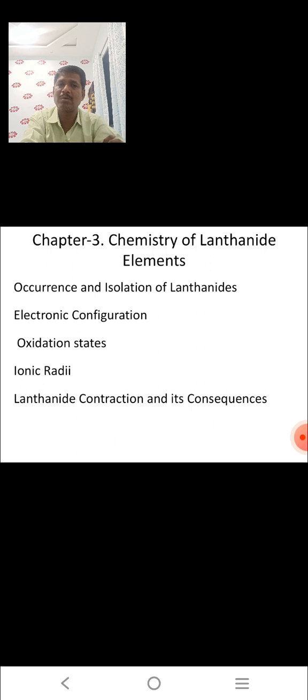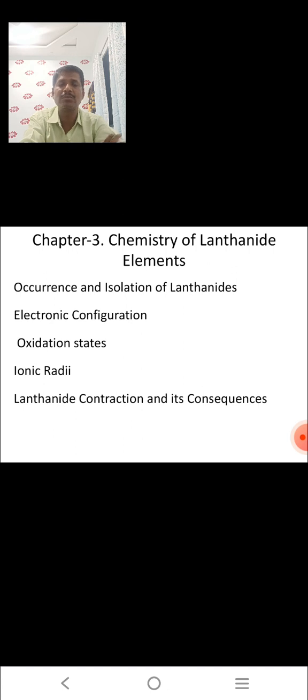What are the minimum oxidation state and maximum oxidation state of the lanthanide series elements? After that, their ionic radii. What is the trend of the ionic radii from left-hand side to right-hand side in the lanthanide series elements? Which factor is responsible for increasing or decreasing the ionic radii of the various ions of the lanthanide series elements?